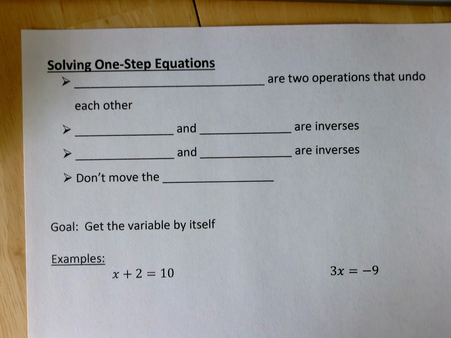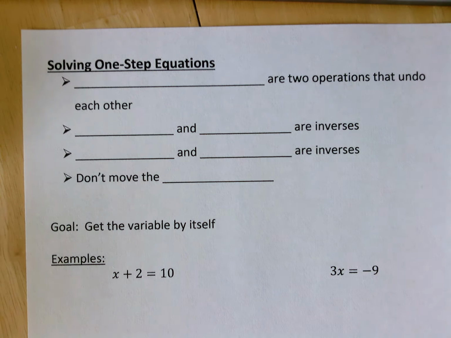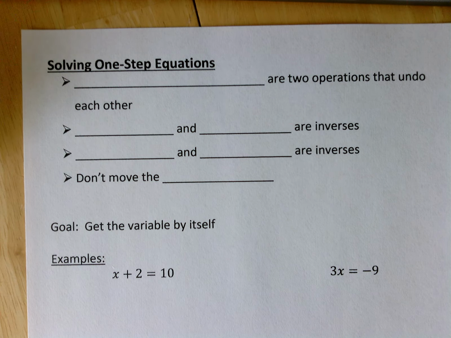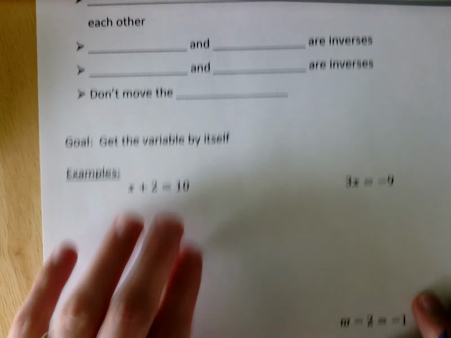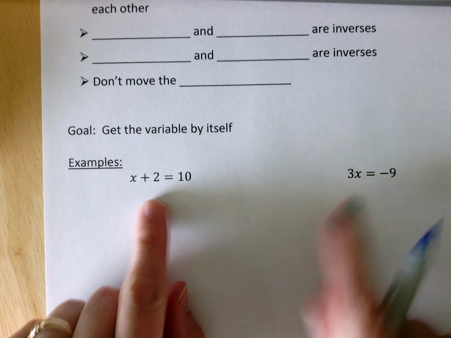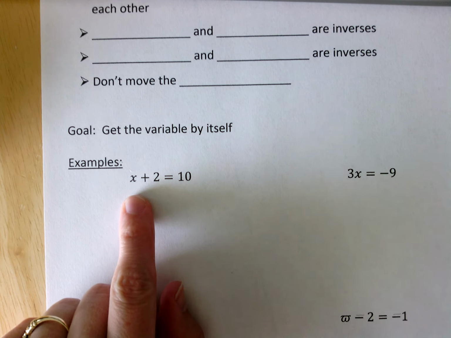All right, we have finally arrived at solving equations. Okay, so solving equations, we talked before about what variables are. A variable is just a letter or a symbol that you use to replace a number. Sometimes you know what that number is, and sometimes you don't. So when we have an equation, we have a variable in there, an unknown number, and we don't know what it is, so we want to try to figure out what it is.